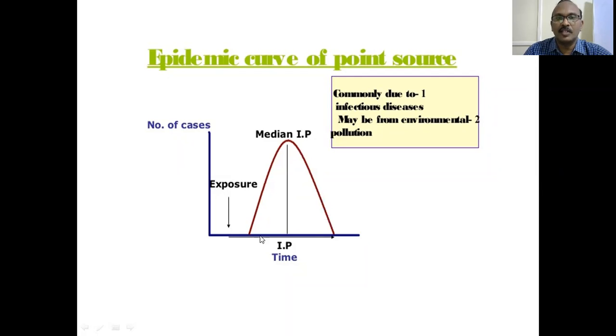This is a clustering of cases over a small period of time. So the incubation period can be from here to here or from here to here. The incubation period varies, as I said earlier. The x-axis shows the time, the y-axis shows the number of cases. And what is the median incubation period? It is the time period where 50% of cases occur following exposure to a particular disease agent or a particular event. So this is where 50% of cases have occurred. This point to this point is known as the median incubation period.